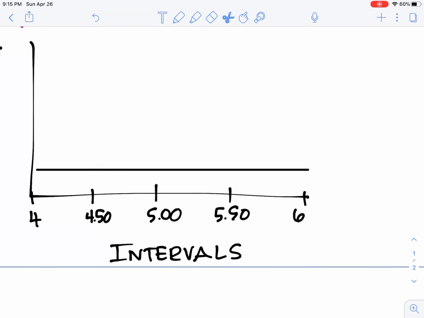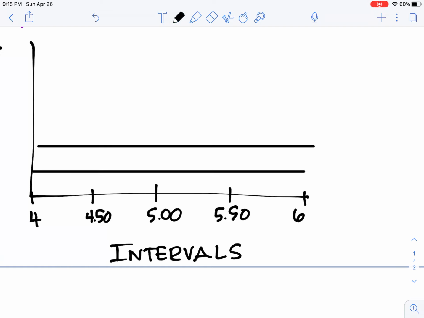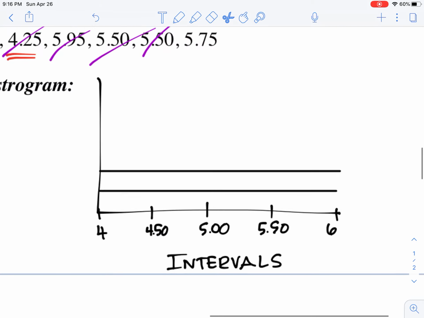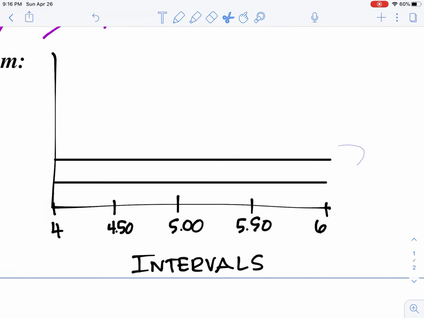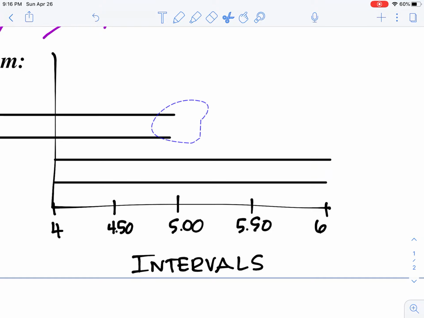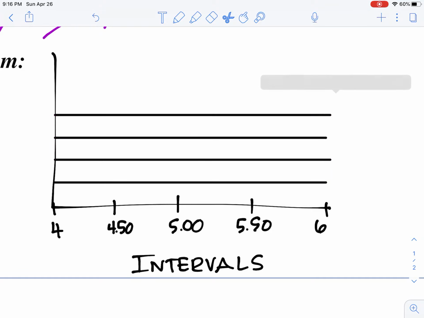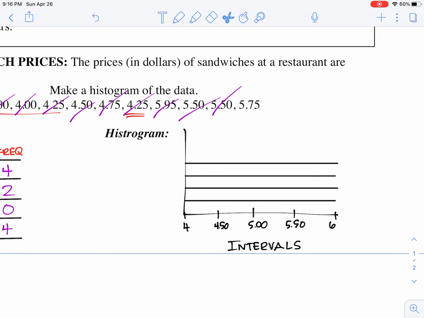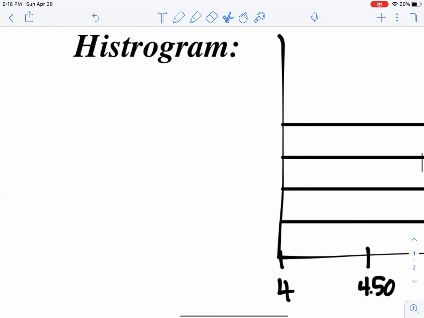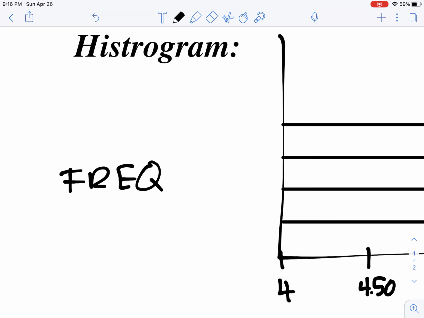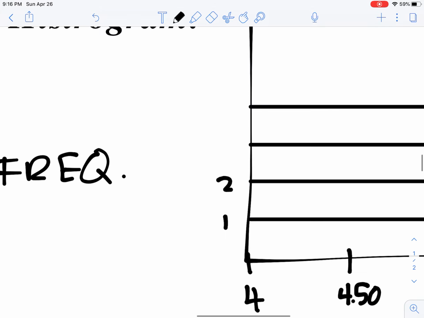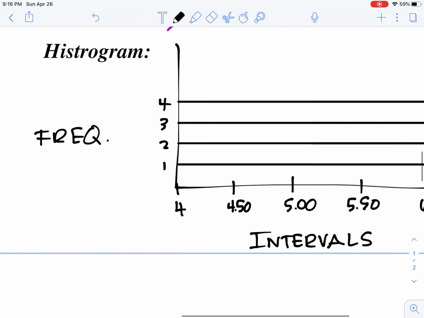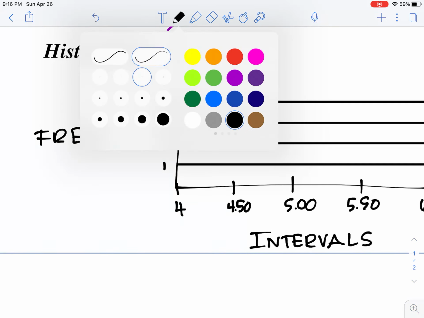Now, if you're on lined paper, that's kind of nice. If you're on the iPad when you do your homework, you may want to draw these in. It's up to you. It's mainly just so that you have a point of reference for how high up your bar should go depending on the frequency. Our largest frequency is a 4, so I'm going to draw at least 4 of these lines. So our intervals go along the bottom, and our frequency goes along the left side. Now, it's very important that you label this so that you know you've taken your items to the correct heights.